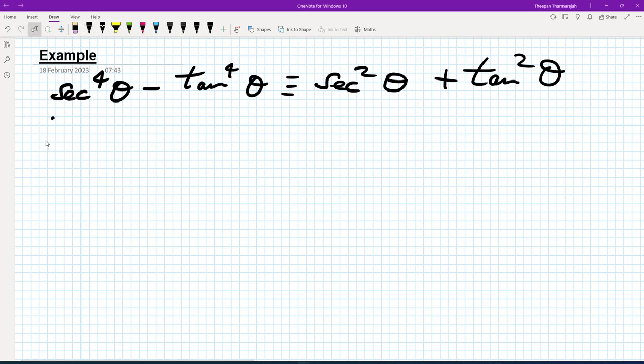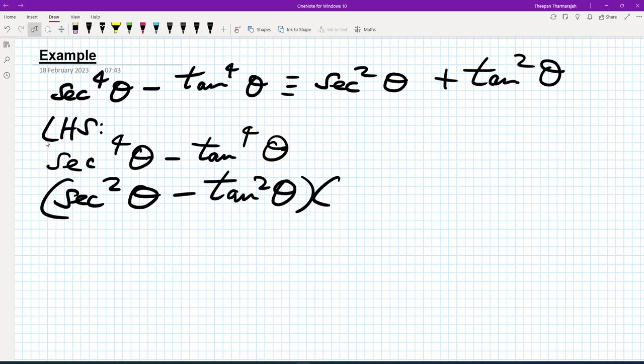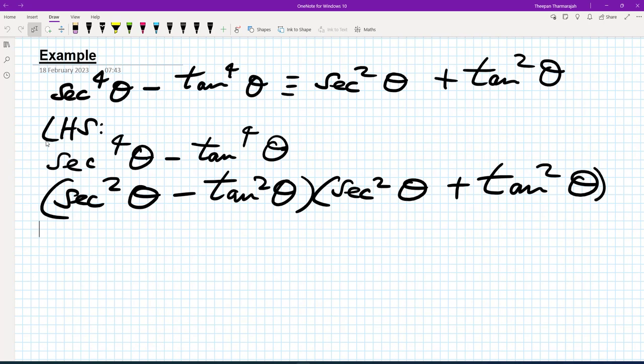So starting from the left hand side, I've got sec to the power 4 theta minus tan to the power 4 theta. So difference of two squares, sec squared theta minus tan squared theta times sec squared theta plus tan squared theta. Now I notice sec squared theta plus tan squared theta is what I need to prove.